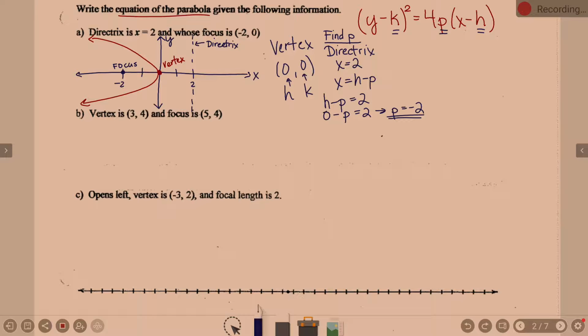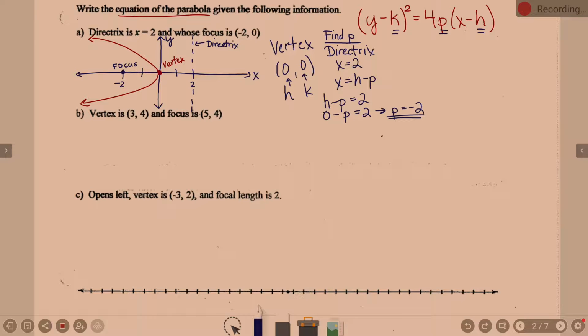You could do a similar type thing with the information for a focus. Now, if you drew the picture, I'm perfectly fine with you saying, oh, p is 2 because that distance is 2. Oh, it opens left. It's negative 2. You find what works for you, right?